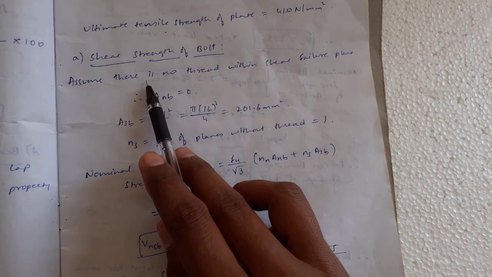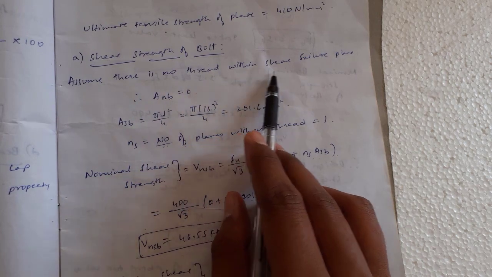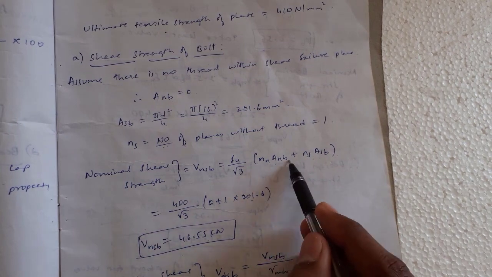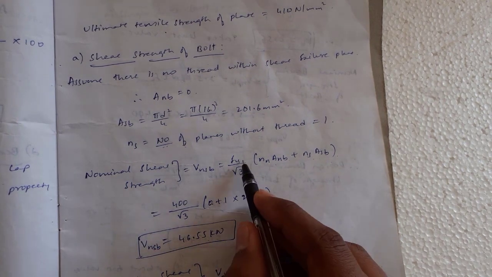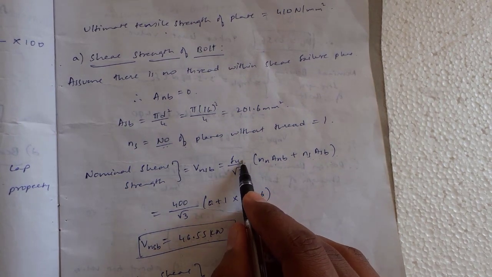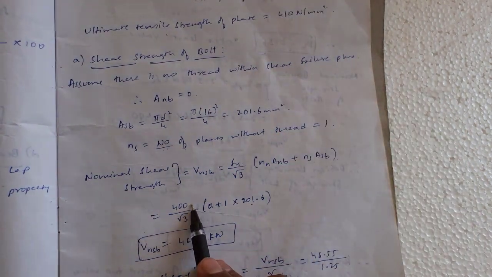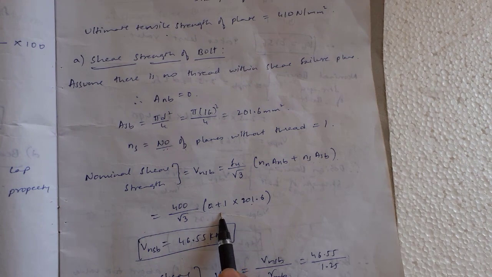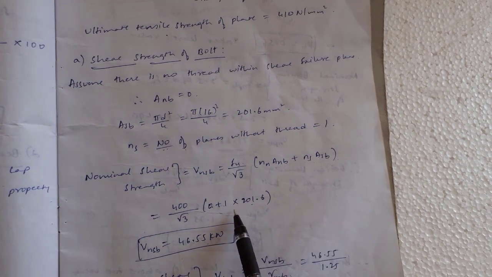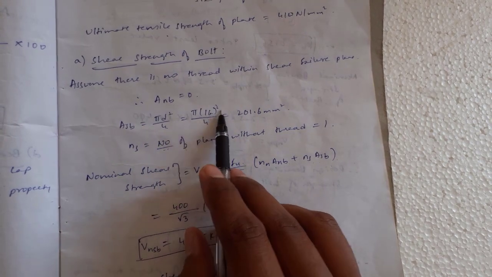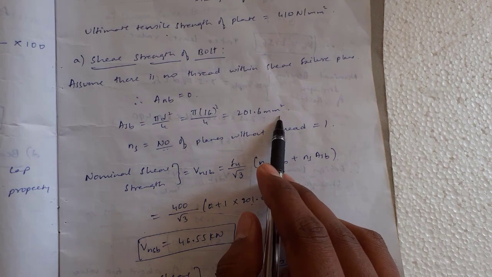So now we assume there is no thread within the shear failure plane. So no thread means this whole part will become 0. The fub value you will get from page number 13, IS 800, that is 400 Newton per mm square. So 400 divided by root 3 into 0 is the thread part, plus n_n value is 1 into A_sb. The formula is what? Pi d square by 4. So pi into 16 square by 4, that is 201.6 mm square.